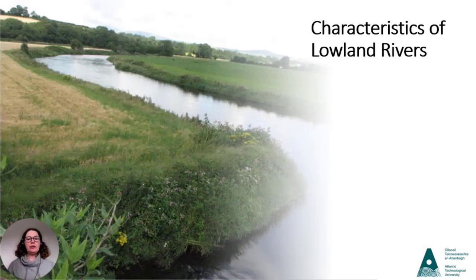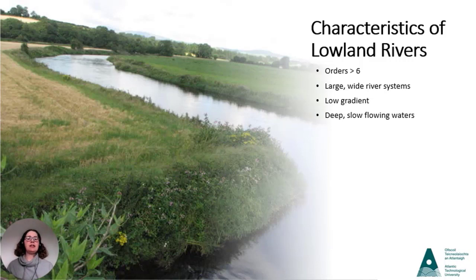Finally then, we're in the lower reaches of our catchment and we're interested in what the characteristics of lowland rivers are. So here things to look out for are orders greater than 6, large wide river systems that have low gradients, and because of these features then they tend to be deep, slow flowing systems. They do have stable, predictable discharge and tend not to be as impacted by high intense rainfall events compared to our headwaters and middle order streams.